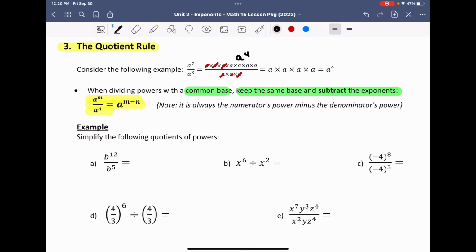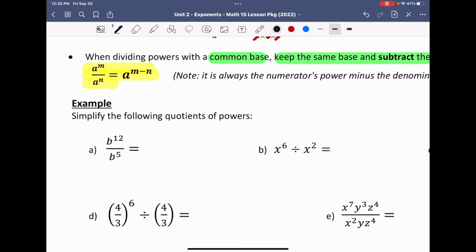So let's actually see some applied examples here. I have b to the 12 over b to the 5. If I know I have similar base over similar base, or one base divided by another, I write the common base, and I take the exponent of the numerator, subtract the exponent of the denominator, and this gives me b to the power of 7.